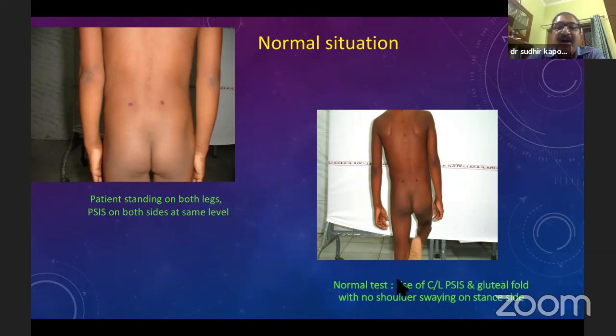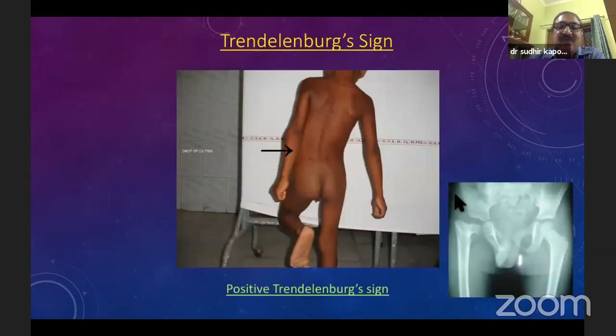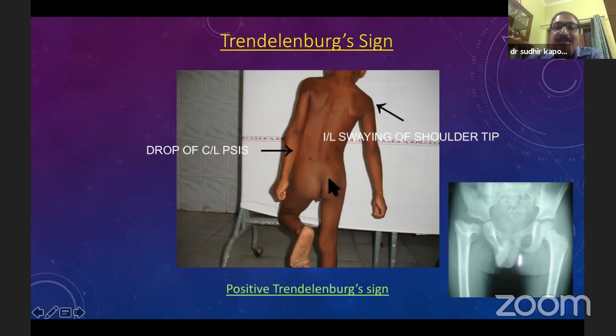And you are supposed to see the level of the posterior superior iliac spines and the gluteal folds while inspecting from behind. In a normal situation, when the patient stands on one side, the other side posterior superior iliac spine rises a little, and the opposite side gluteal fold also rises a little. This is a normal situation. What happens when there is abductor weakness because of hip joint disease?